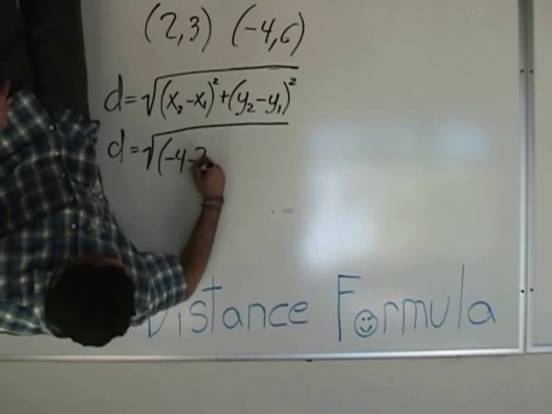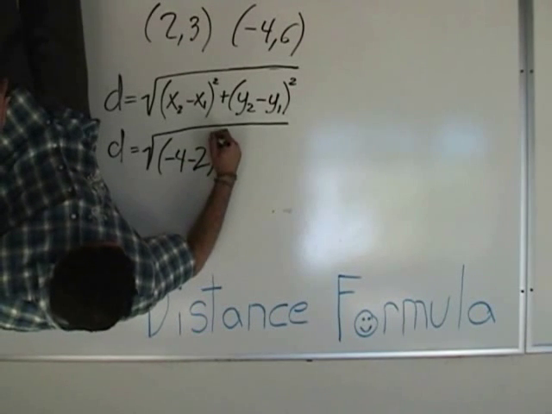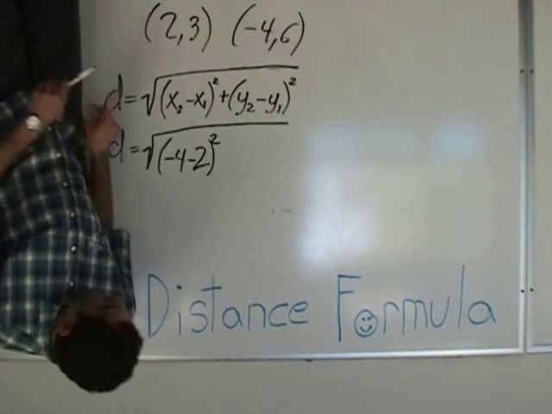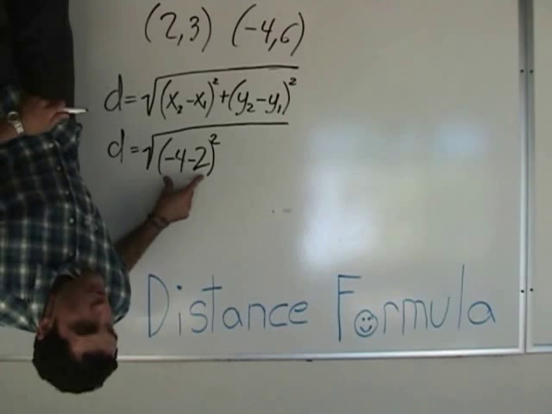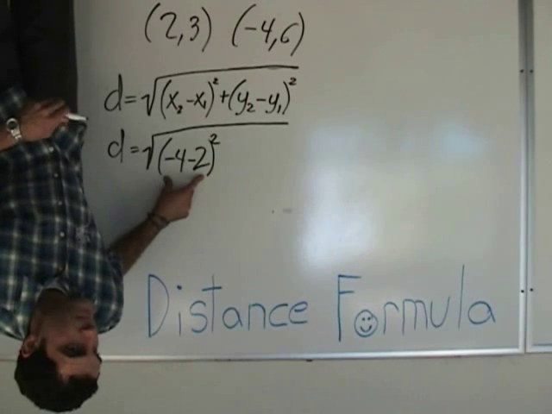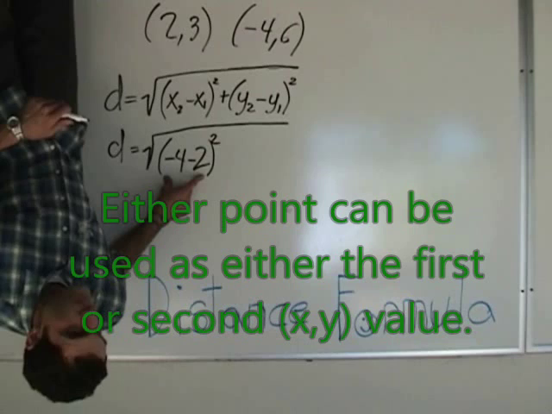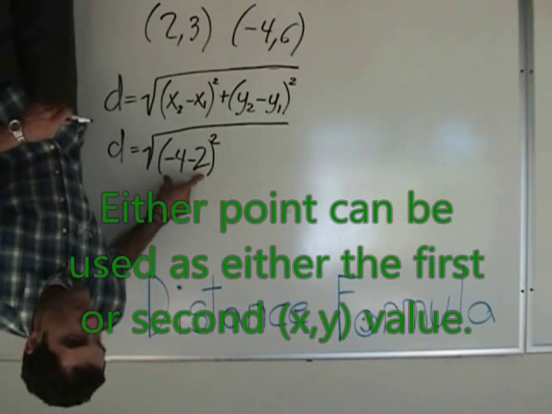Pause for a second. Yes, question. What do you mean it doesn't matter which one's your x1 and x2? See how she chose negative 4 minus 2? She could have done 2 minus negative 4. But those two have to be in the same order.